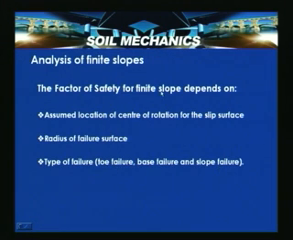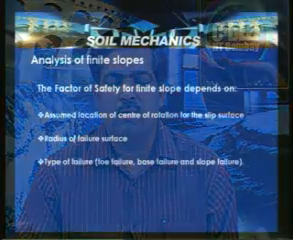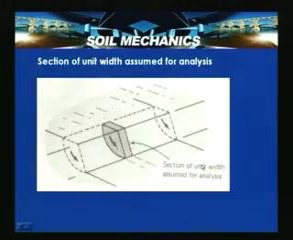So, the factor of safety for a finite slope depends on the assumed location of the center of rotation for the slip surface. There can be a number of locations of the centers and a number of surfaces. What we need to find out is the surface which gives the least factor of safety, which has to be determined for ascertaining a safe slope. Radius of the failure surface and type of failure, that is toe failure, base failure and slope failure.